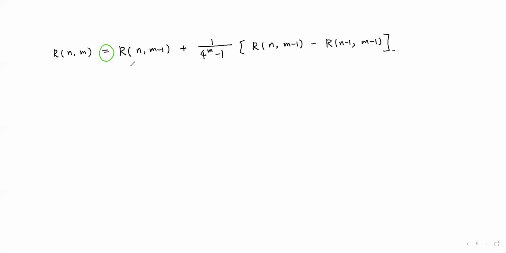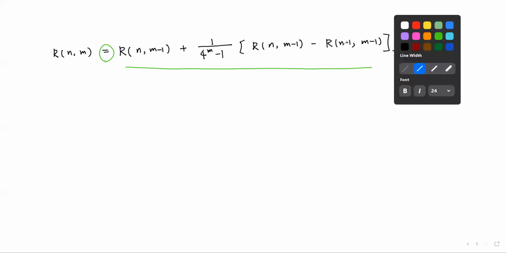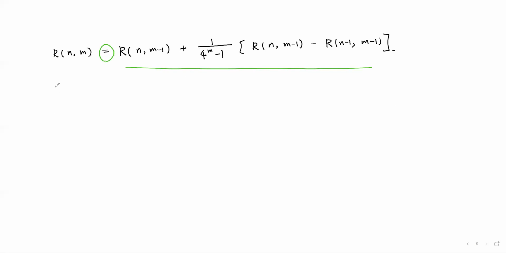Now the question is, what is the rationale behind this approach? Why compute R_{n,m} by this formula? Let me explain. This is an analysis of why this formula works.